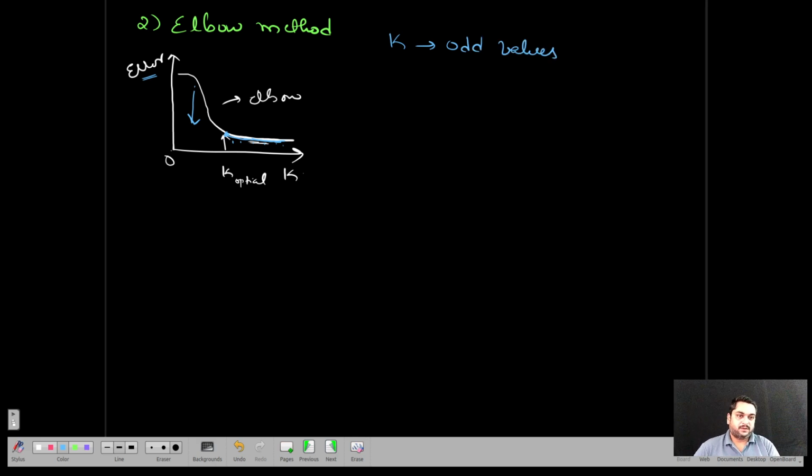The concept is simple. Odd values. Suppose I have some data points of different classes, squares and circles.